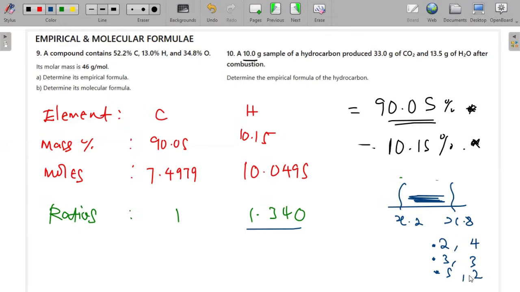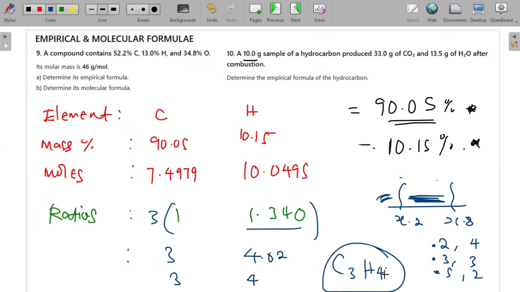Otherwise you start to guess and try out all the numbers. So this is 0.3 here, so I'm just going to multiply throughout by 3. So this will just be 3. And if I multiply this by 3, what do I get? 3 multiplied by 1.340 gives 4.02. So the 0.02 I can actually round off. So this will just be 3, this will just be 4. So the empirical formula there will be C3H4.